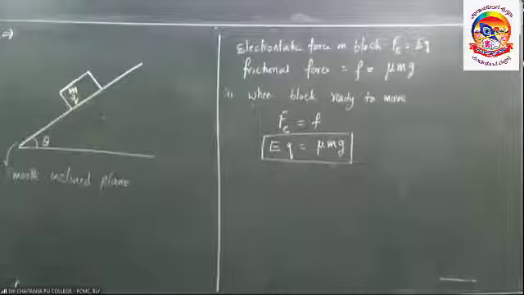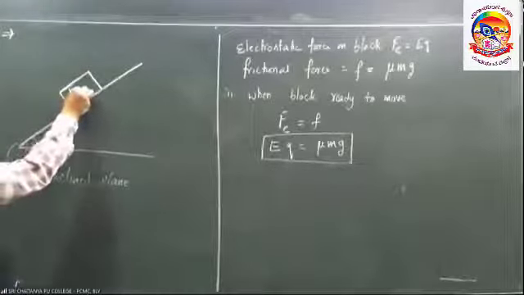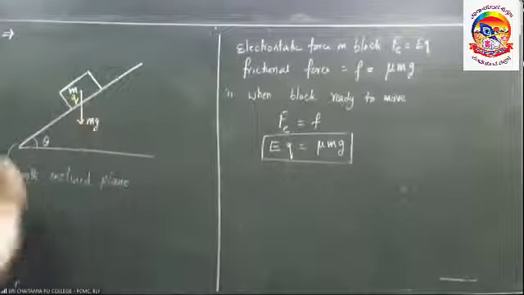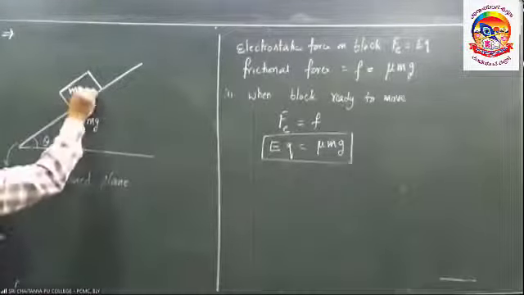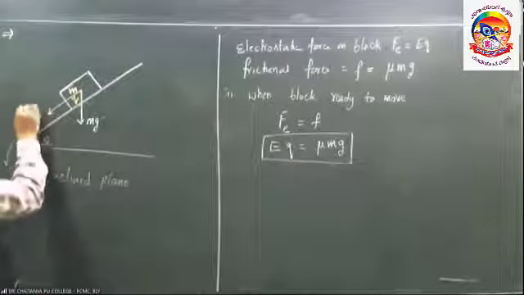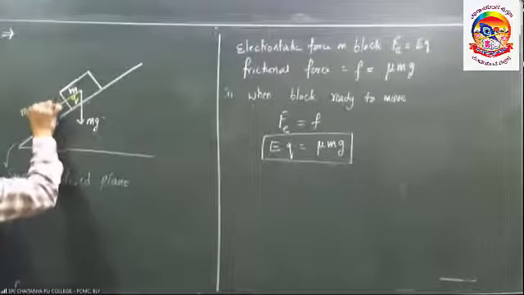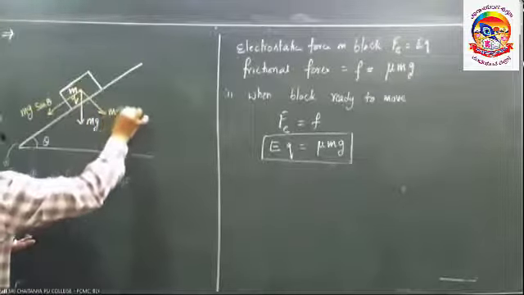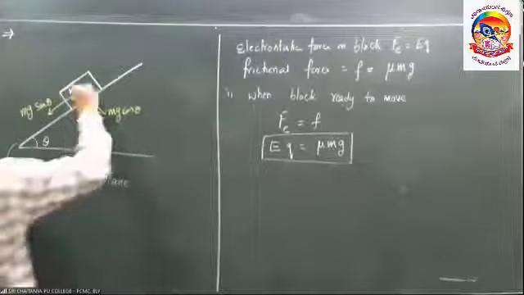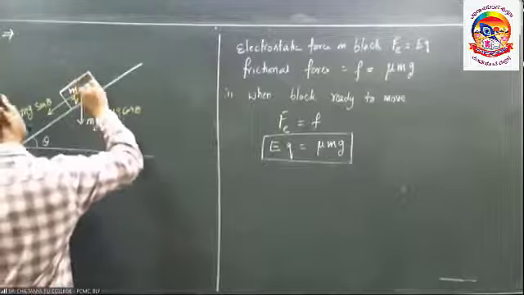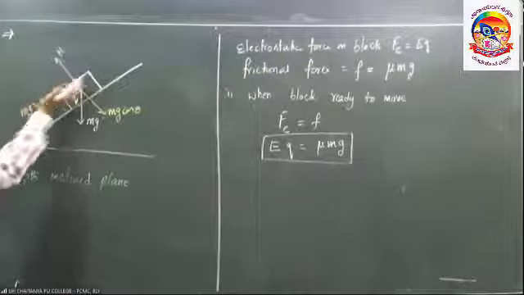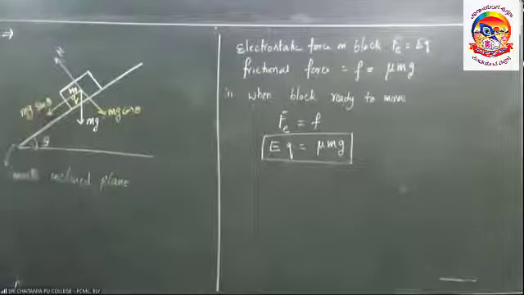What happens? As it is smooth, we know its weight acts downward. Then if you resolve it into two components, this is mg sin theta in this direction, mg cos theta in this direction, N normal reaction, right? So what happens here? This block moves down. Simply it moves down with an acceleration mg sin theta.